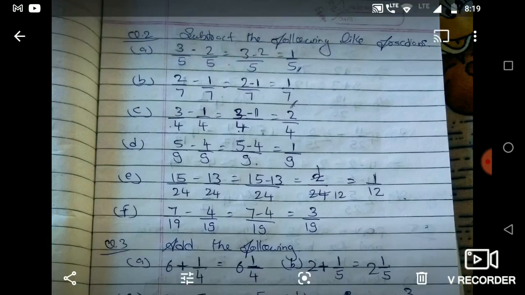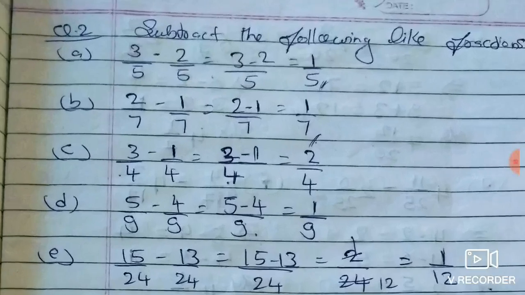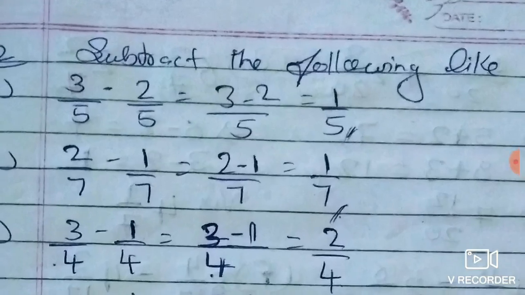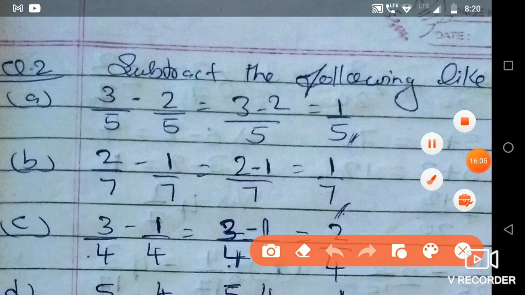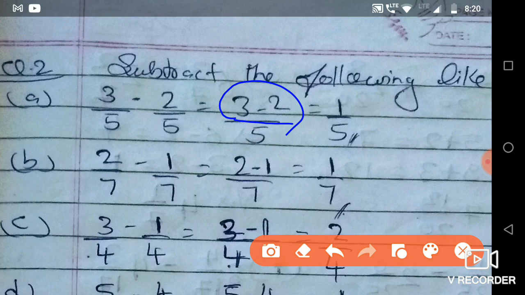Next, subtract. So here you can see the like fractions are given. Here we do only the subtraction method. Here we subtract both the numerators, 3 minus 2, and since 5 is given two times, write 5 one time. Then 3 minus 2 equal to 1 upon 5. This is your answer.